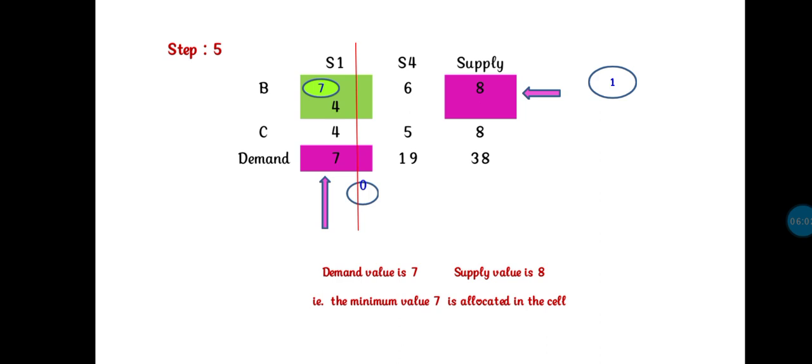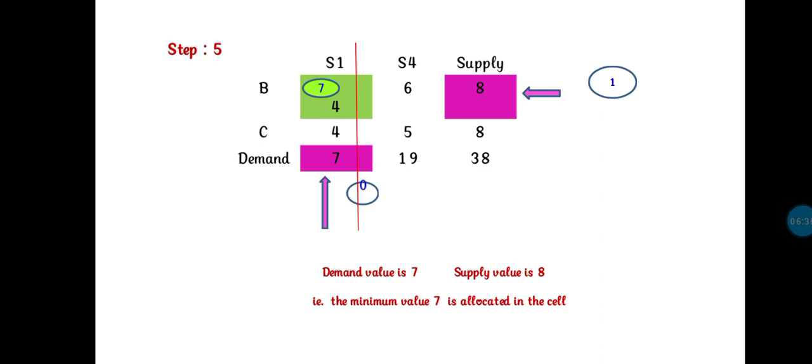Now we are going to step 5. Here also we identify the least value. Here two least values are available. In the cell BS1 we have 4 and in the cell CS1 we have 4. So the two minimum values are available here. But we can choose any one of them because both the demand value is 7 and the supply value is 8. So we take any one of the cells.